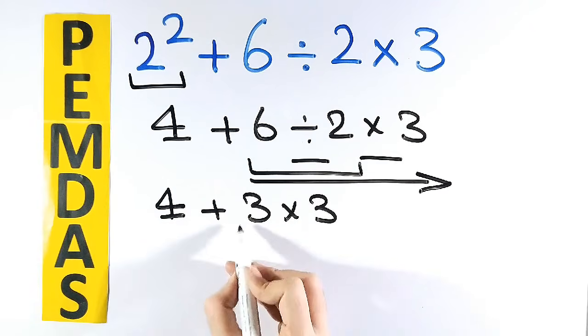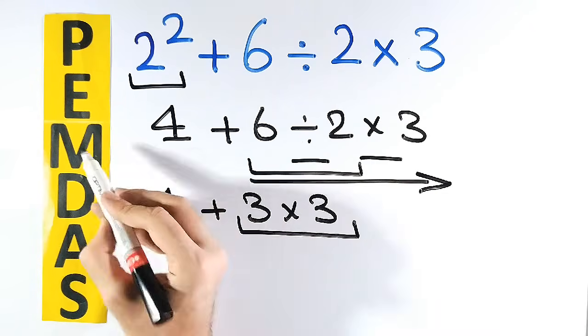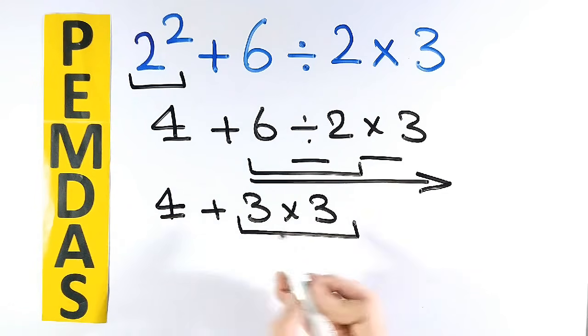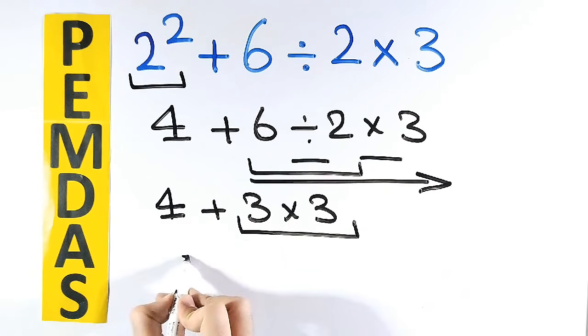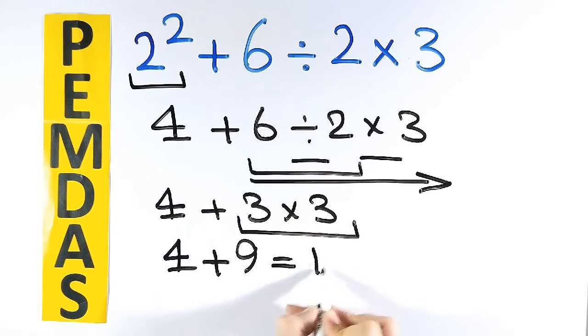And the final step, we go for the multiplication between 3 and 3 because multiplication has priority over addition. So, instead of this expression, we can write 4 plus 9, which finally gives us the answer 13.